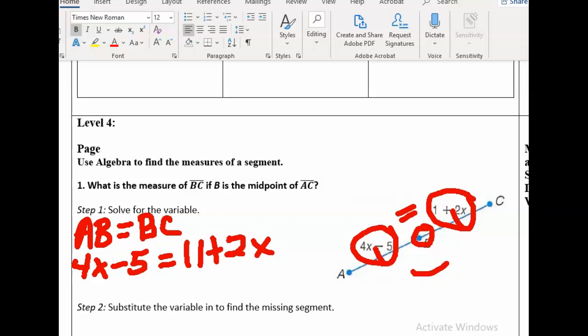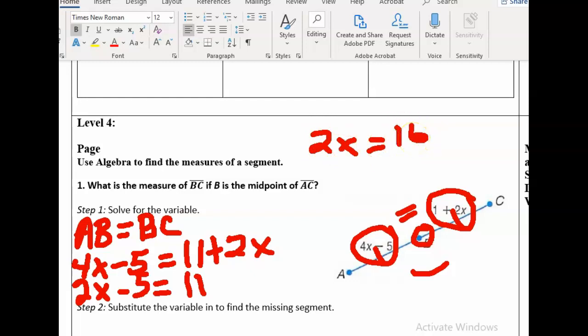Okay, now we want to solve. We need to get the x's on one side by itself. So we're going to subtract 2x from both sides, and we'll get 2x minus 5 is equal to 11. Okay, then we need to get rid of the minus 5, which is to add to both sides. So that'll give us 2x is equal to 11 plus 5, which is 16. Then we divide both sides by 2, and we get that x is equal to 8.